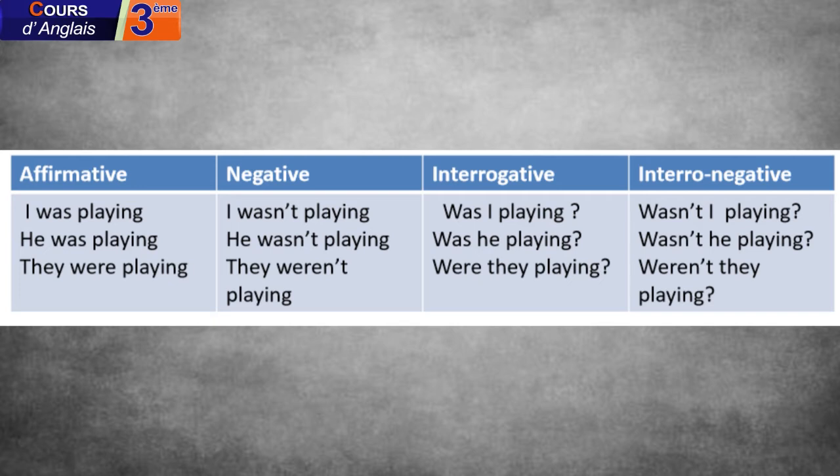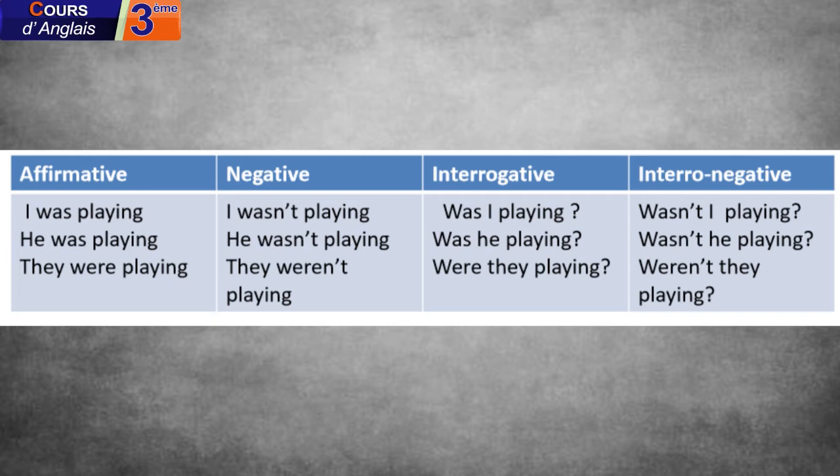Now the negative form. I was not, or I wasn't playing. He wasn't playing. They weren't playing. The interrogative form. Was I playing? Was he playing? Were they playing?